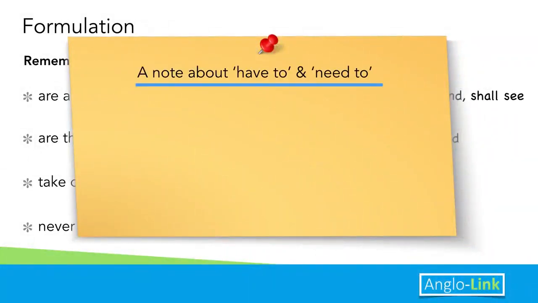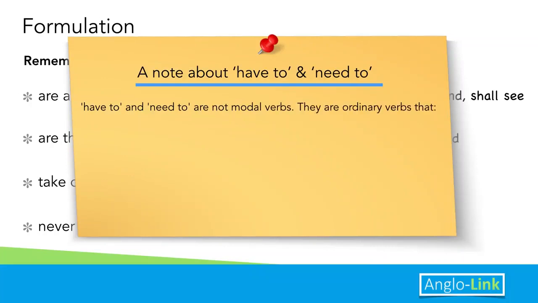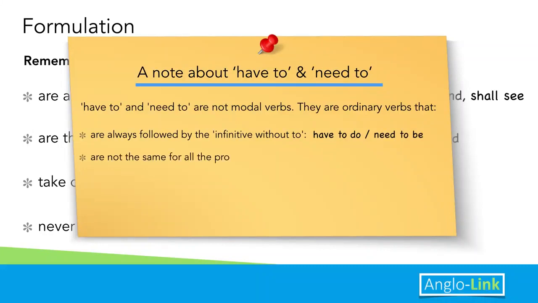A note about have to and need to. Have to and need to are not modal verbs. They are ordinary verbs that are also always followed by the infinitive without to: have to do, need to be, but they are not the same for all the pronouns. So I, you, we, they have to or need to, but he, she, it has to or needs to.